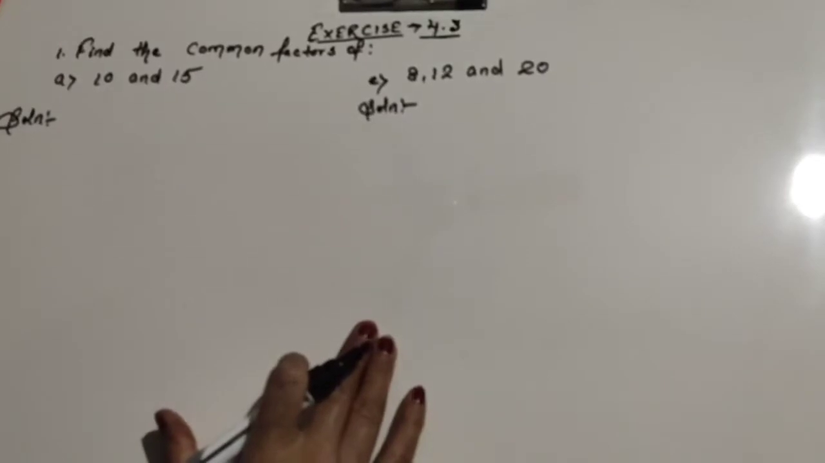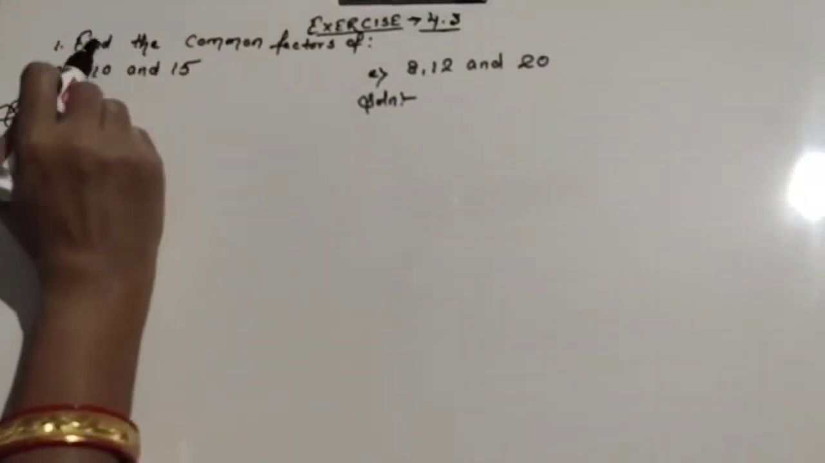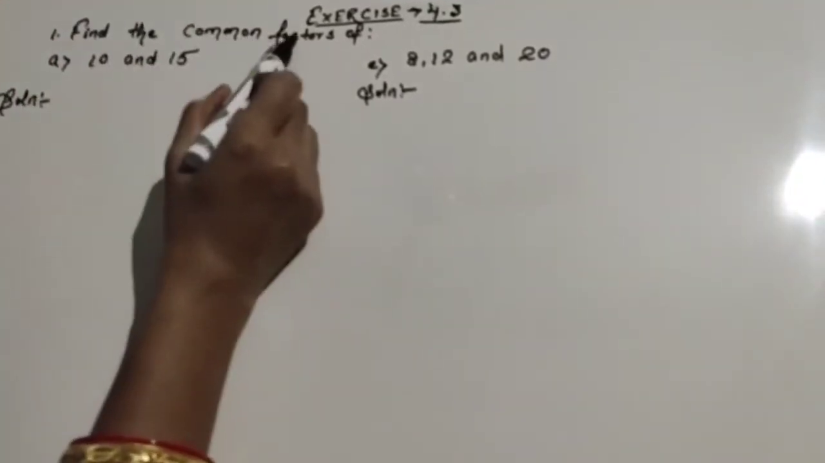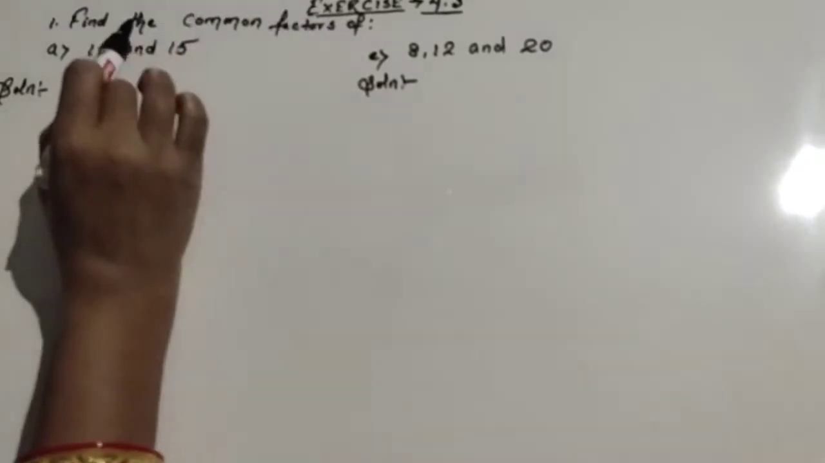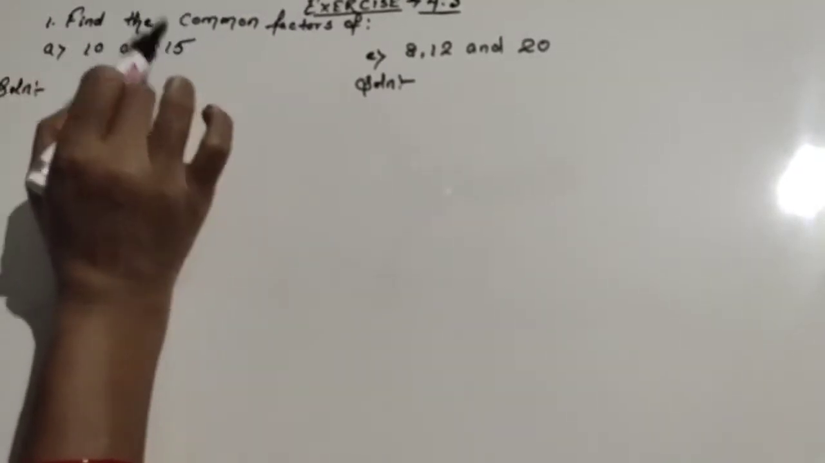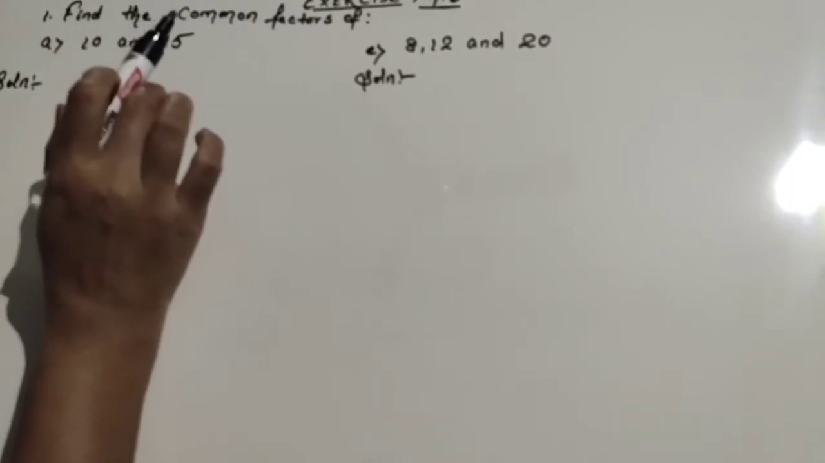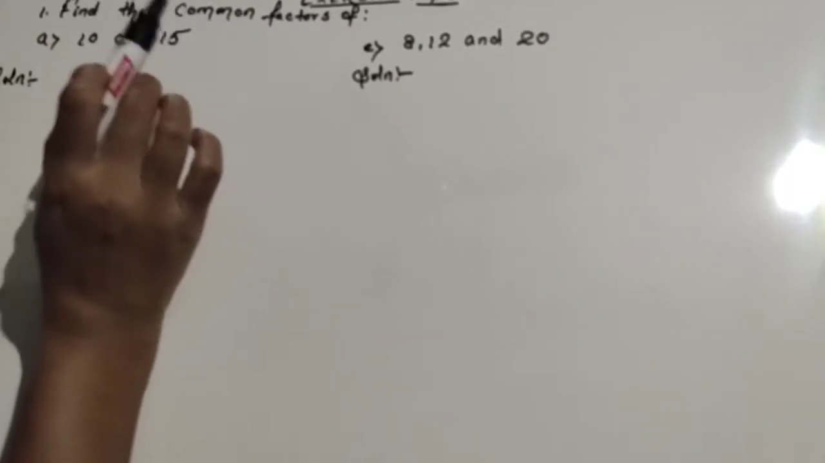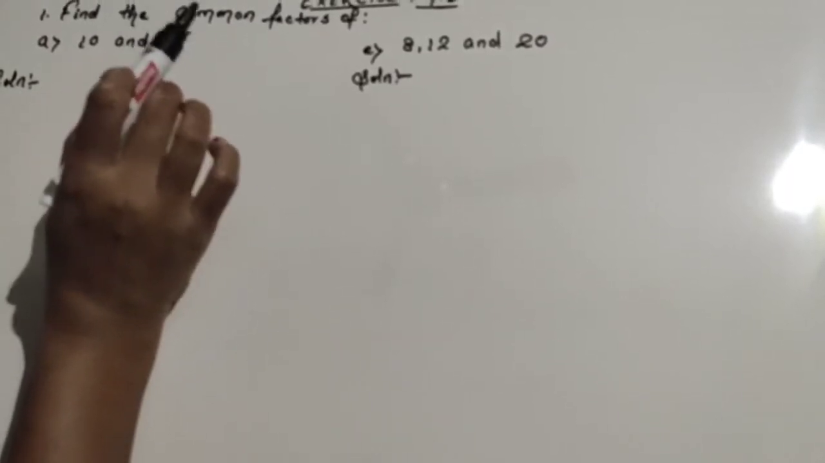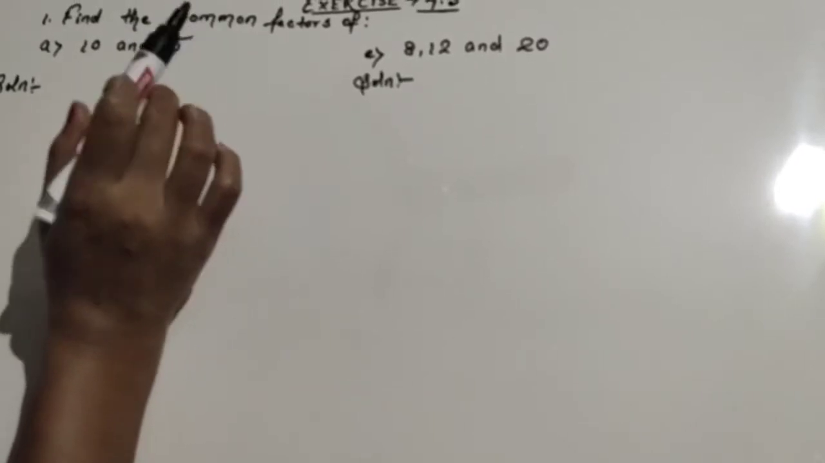Exercise 4.3, question number 1 is given. Find the common factors of 10 and 15. Do you know the meaning of common factor? A common factor is a number that exactly divides two or more given numbers.